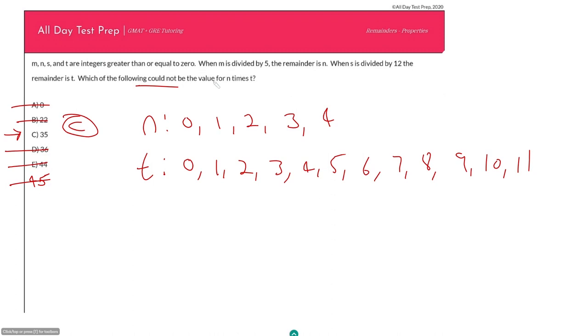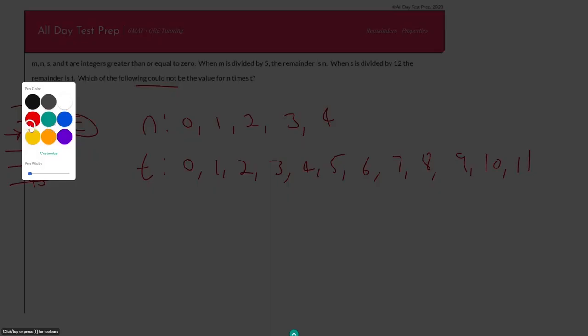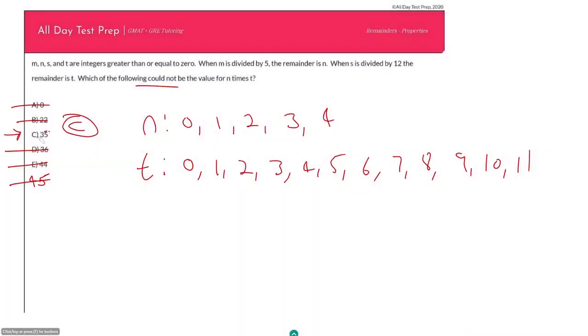This is a good question, just introducing you to some of the properties of remainders and how they like to test them. We will do some more problems now where we are actually doing some algebra with remainders and actually solving for some of our remainders in future videos.